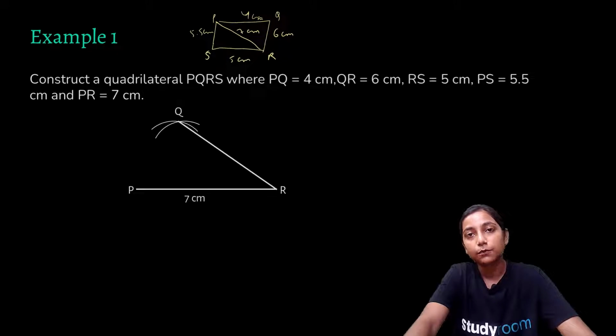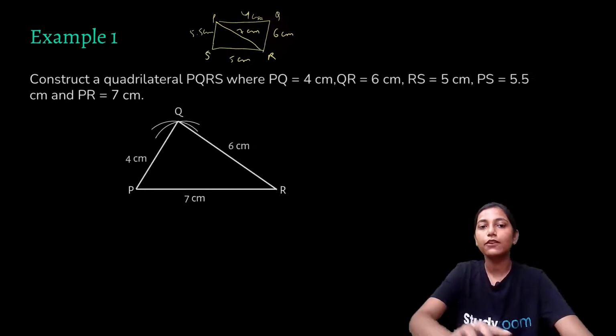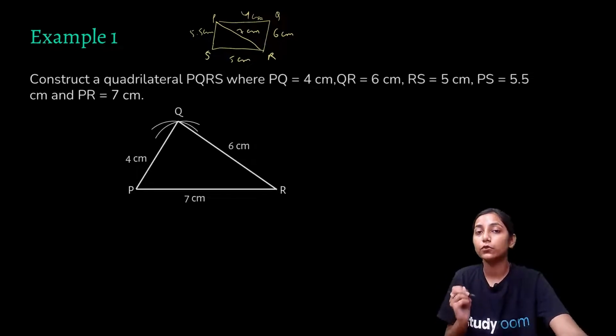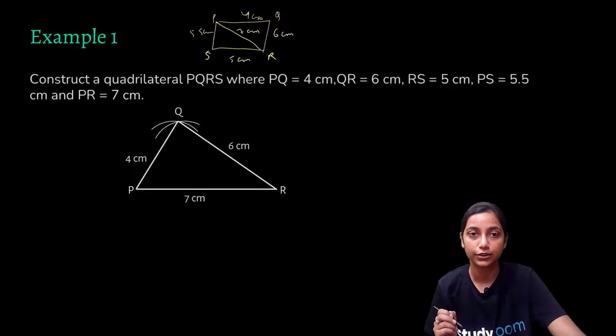Then join the points P and R with Q. QR was 6 centimeter and PQ we got as 4 centimeter. This is 6 centimeter, this one is 4 centimeter. So our first triangle that we wanted to construct, PQR, is now constructed using the SSS congruency condition.